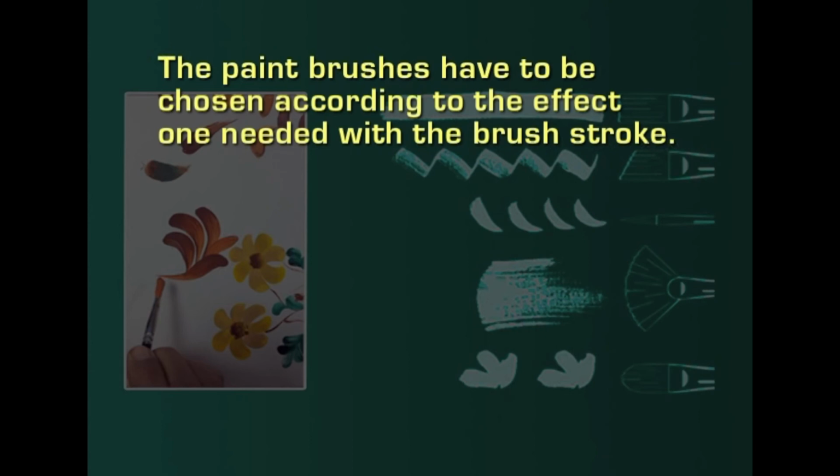Color combination plays an important role in painting, and fabric painting with paint brushes allows the painter to alter the color of the paint by mixing two or more colors before adhering the color to the fabric. The paint brushes have to be chosen according to the effect one needs with the brush stroke.